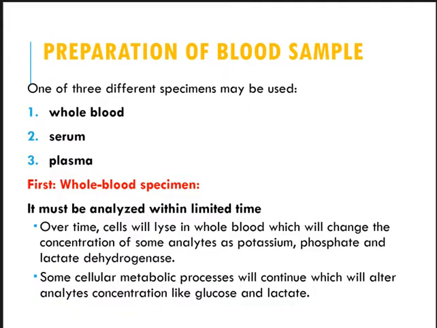Next, we have your preparation of blood sample. So one of three different specimens may be used. We can use our whole blood, your serum, or your plasma. But for this one, let's first talk about the whole blood specimen. So it must be analyzed within limited time because cells will lyse in whole blood, which will change the concentration of some analytes, such as your potassium, your phosphate, and your lactate dehydrogenase or your LD.